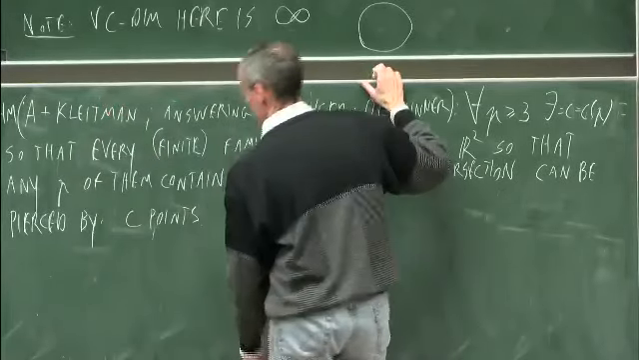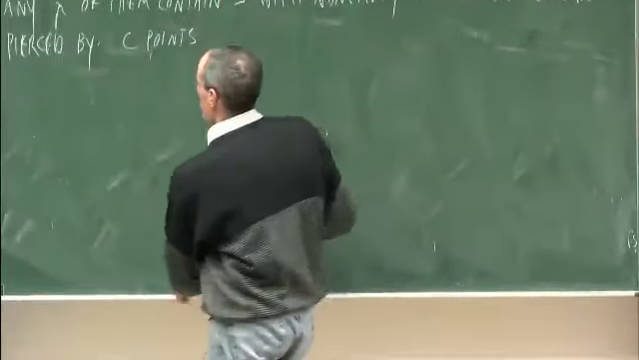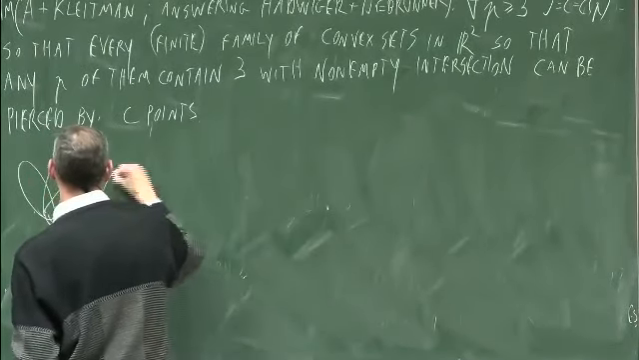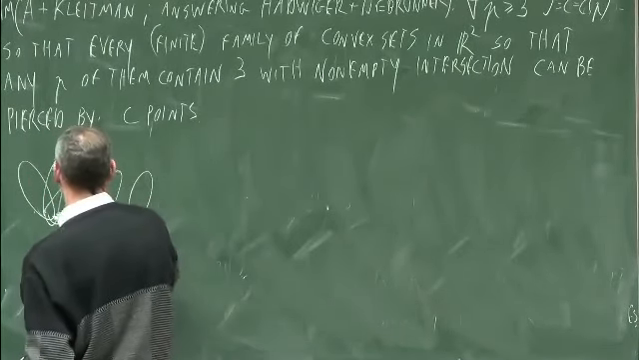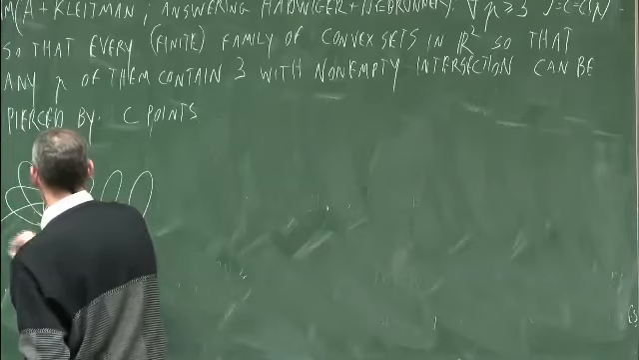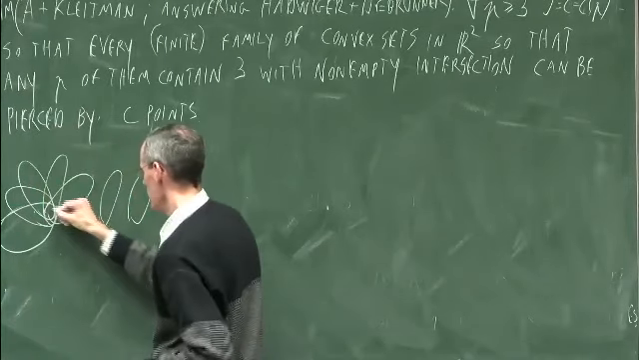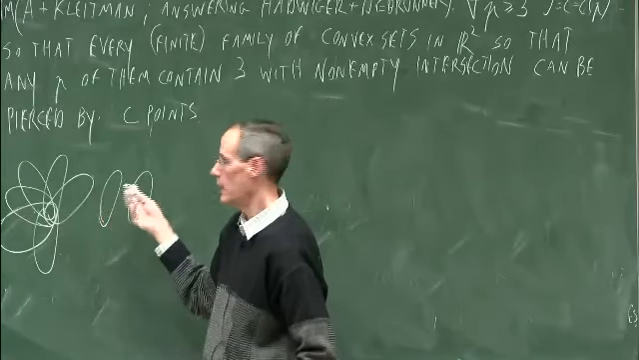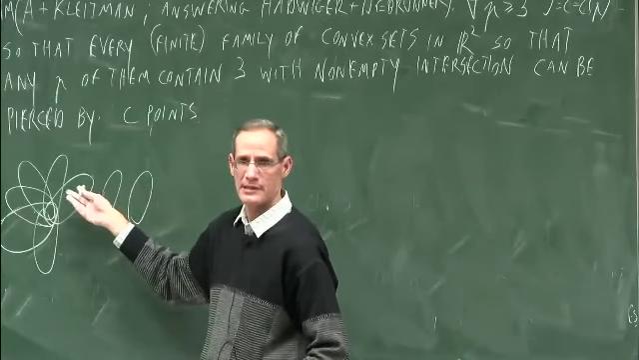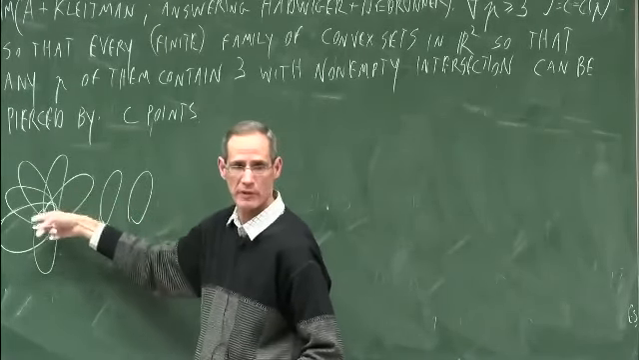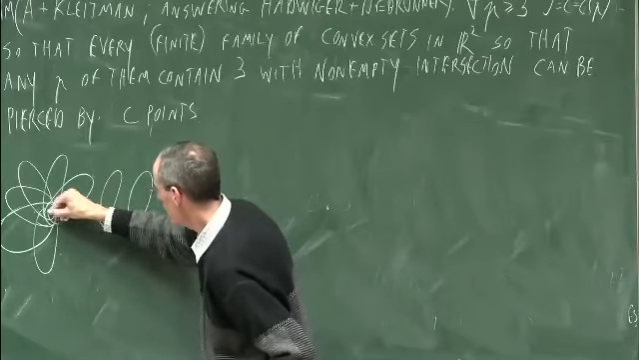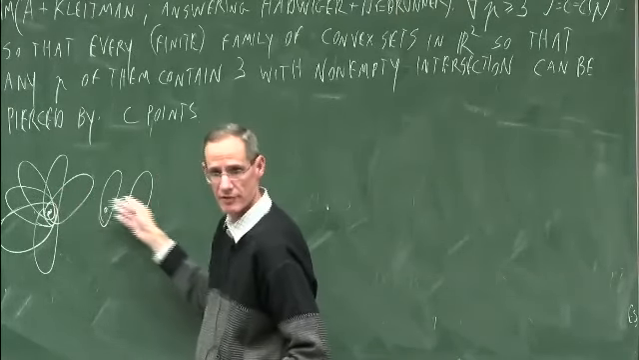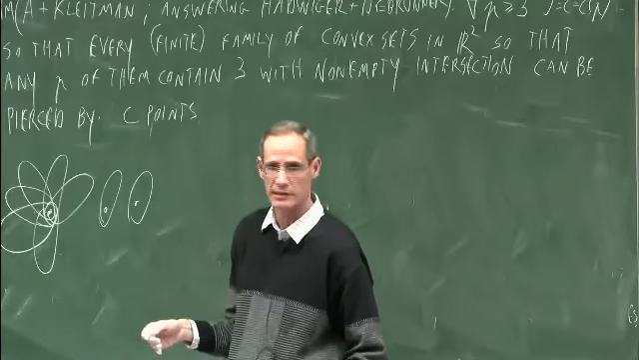Okay, so you have this family of convex sets, maybe it looks like this. So this is kind of an uninteresting example, but it's an example anyway. So you see that here, whenever you choose 5 sets, then 3 of them come from this part. And therefore, indeed, you can pierce all the sets by choosing 3 points. So these 3 points will capture all the sets.